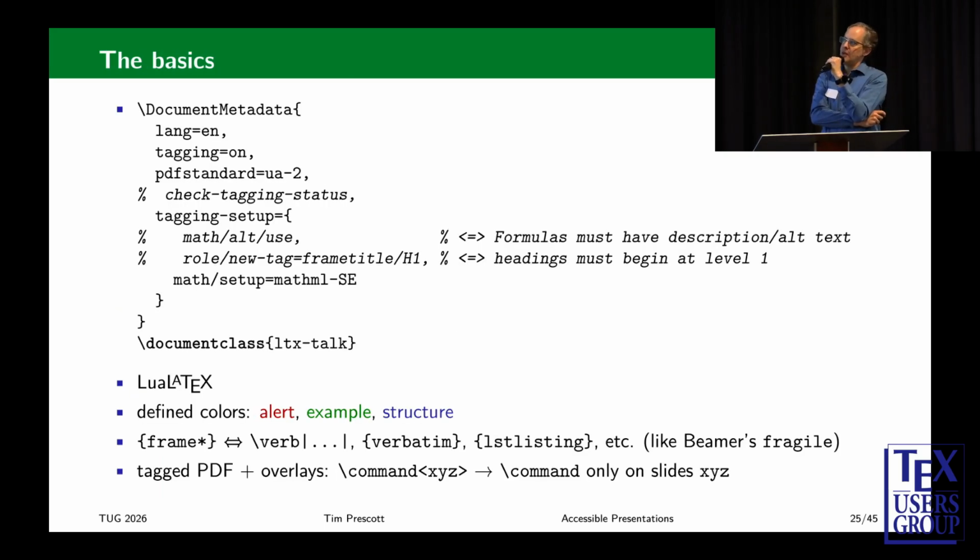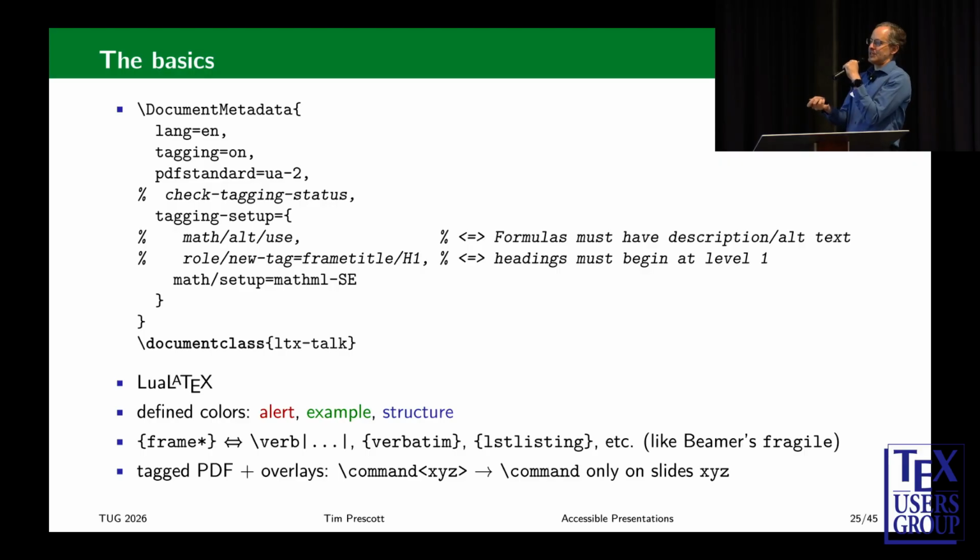Okay, same document metadata. There's one new line about frame titles being H1. Ally again complains that headings must begin at level 1. By default, in ltx-talk, the titles are H4s, not H1s. So this changes things to make them H1. And then you are good to go according to Ally. According to the standard, you never needed to do this, but oh well.